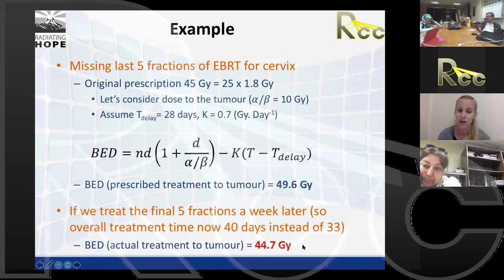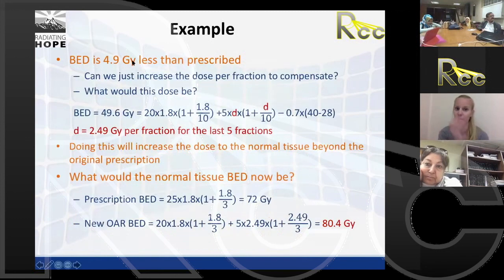Using the equation above, what we get is the biological effective dose. The actual treatment to the tumour is 44.7 gray. So the biological effective dose has been reduced by 5 gray, just by extending that treatment time out by 1 week. Okay, or it's 4.9 gray less than prescribed. Okay. So you could think about it and go, well, can't we just increase the dose per fraction to compensate for that 5 gray biological effective dose that we're missing?